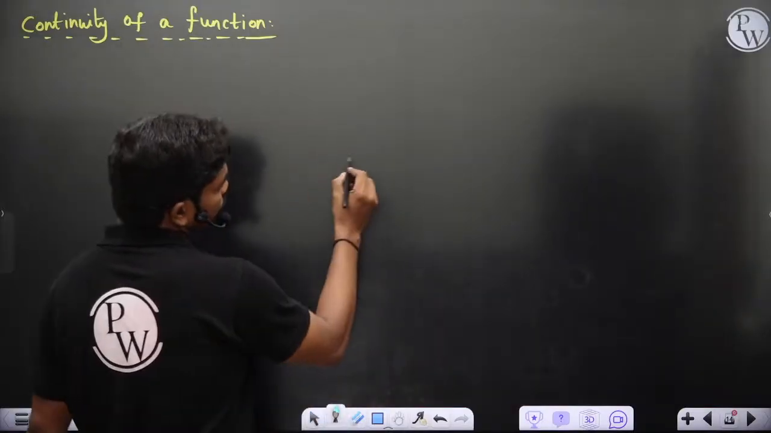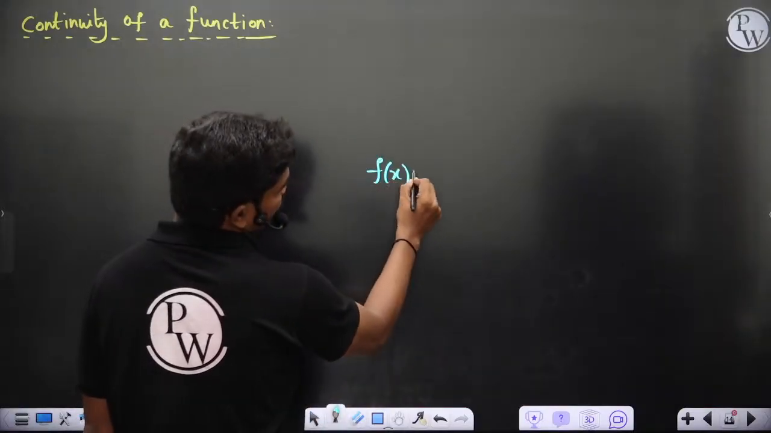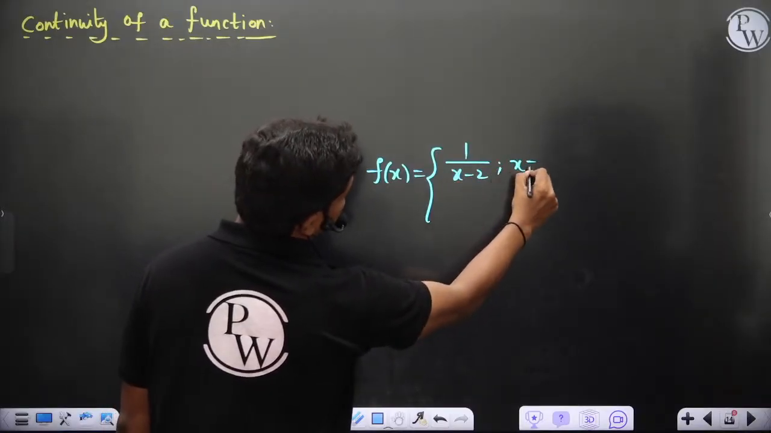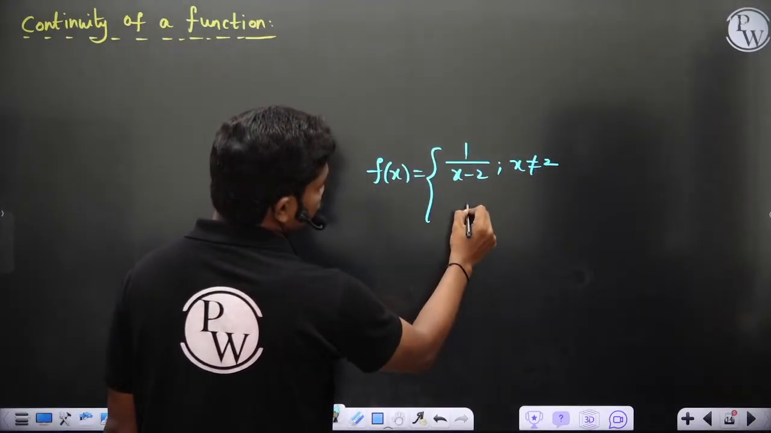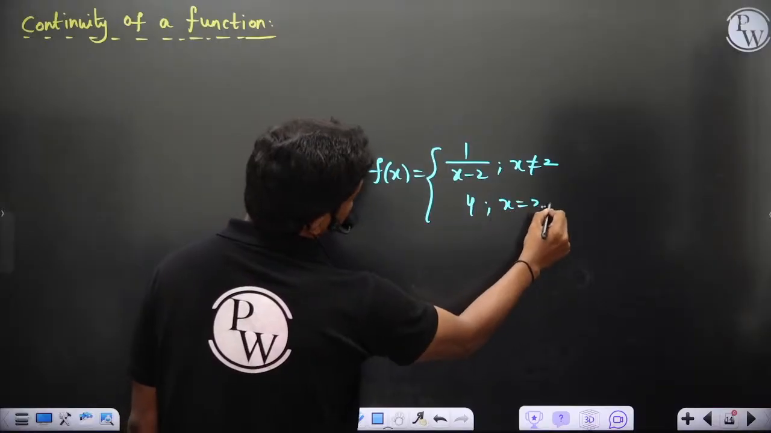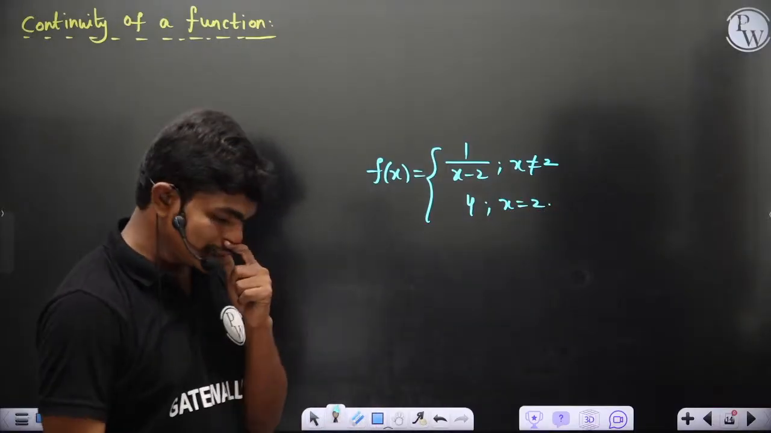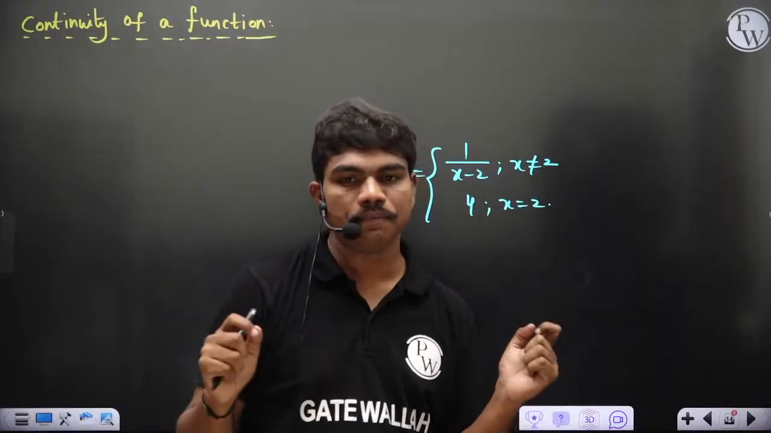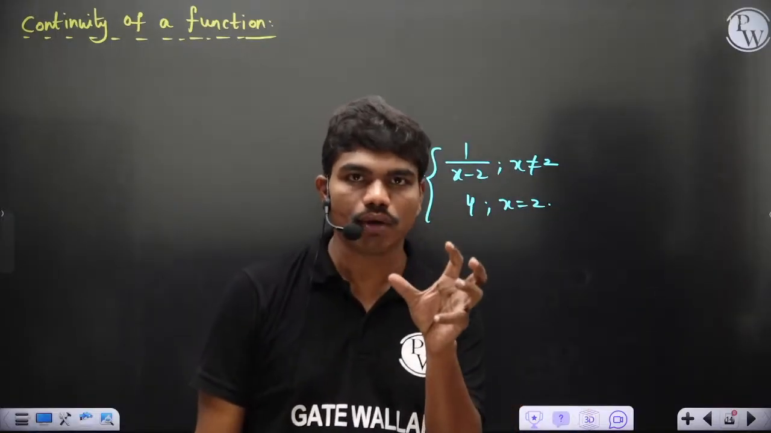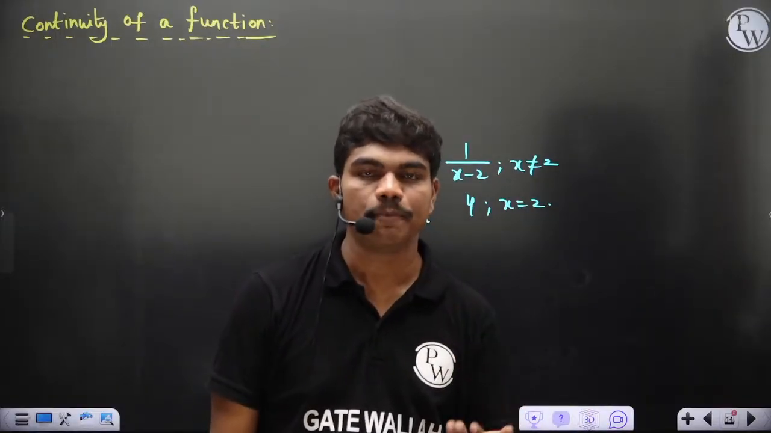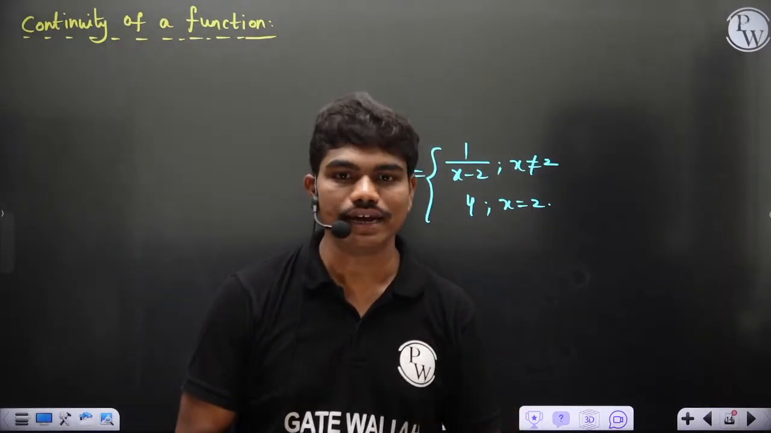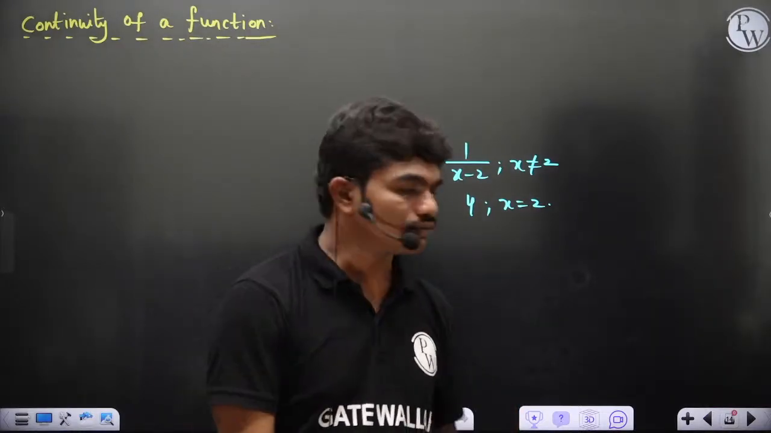Many times you might have seen functions like this: f of x is equal to 1 by x minus 2 at x not equal to 2, and maybe 4 at x equal to 2. These are called split functions. Basically you define some general form for a function, but at a few points this functional form is not valid, or division by 0 is not defined, so we define a value as the functional value like this.